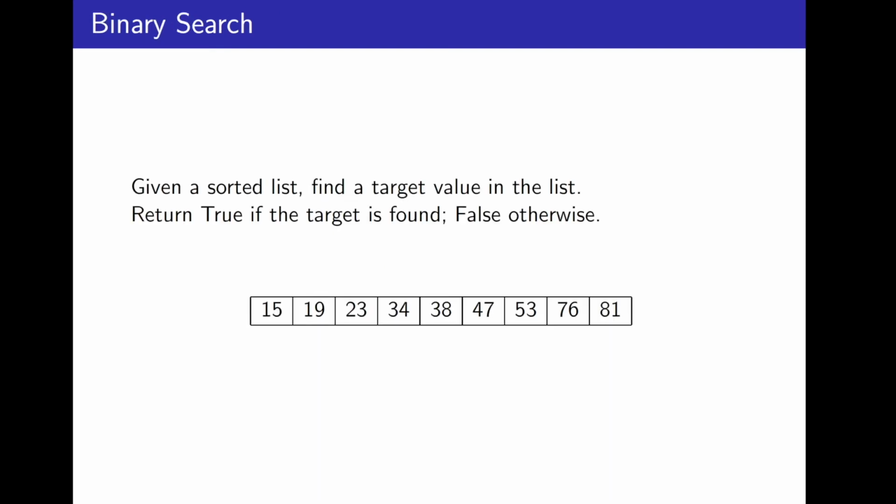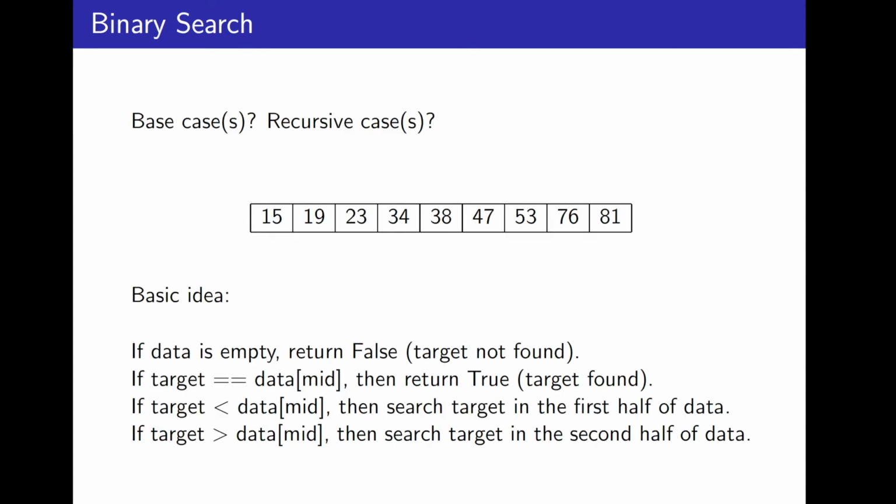Let's take a look at another example, binary search. The binary search function takes a sorted sequence and a target value. This function returns true if the target value is in the given list or false otherwise. To design a recursive version of binary search, we need to think of the base cases and recursive cases. Recall that a base case is a simple case where the answer is known and that a recursive call must produce a simpler problem, moving closer to the base case.